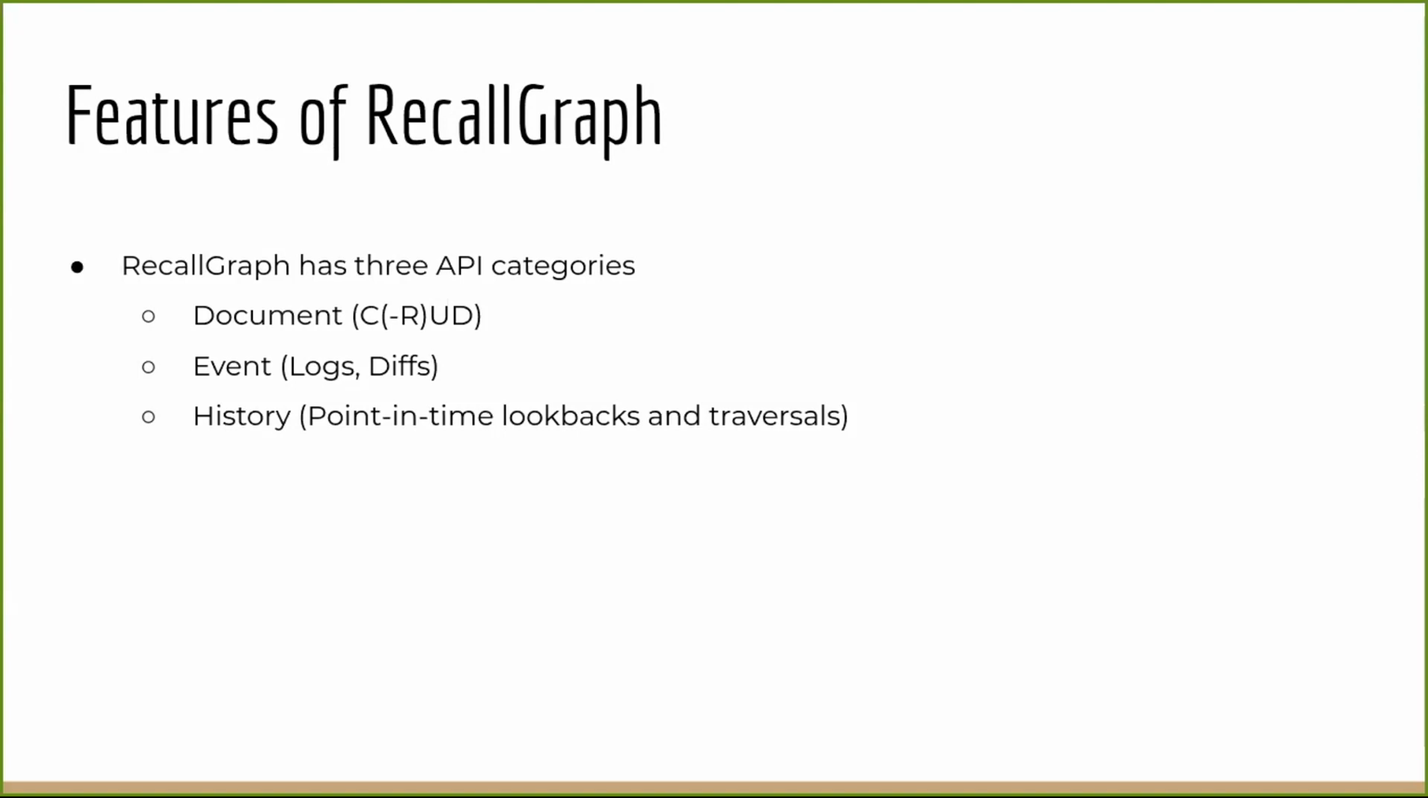The second category is events, and this is where it bears the most similarity with version control systems. You can fetch logs, you can see diffs between two consecutive versions or multiple consecutive versions of documents. And these APIs are also designed to support a variety of aggregation, filtering, and sorting capabilities. Finally, the history category is where all of RecallGraph's read operations reside. They're all temporal operations, so you can perform point-in-time lookbacks for individual nodes or a collection of nodes. And also you can run point-in-time traversals for a past version of a graph.